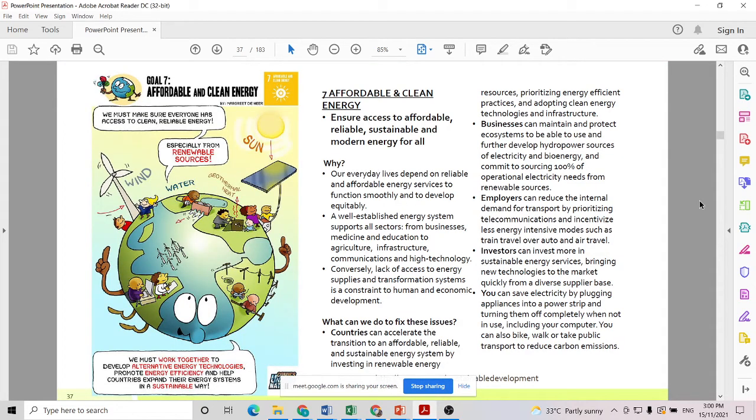Okay, number 7, we have clean and affordable energy. Why? Because our everyday life depends on reliable and affordable energy services to function smoothly and to develop equitably. Which means that in our current living we need energy. To ensure that your life goes well, you need clean energy. Or if you don't have clean energy, you have affordable energy.